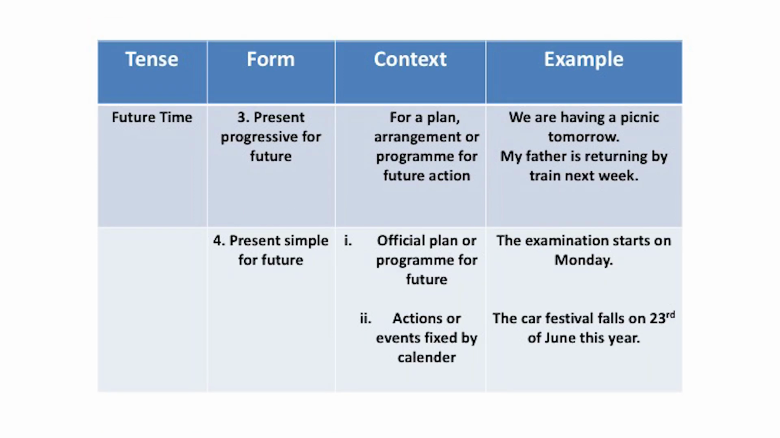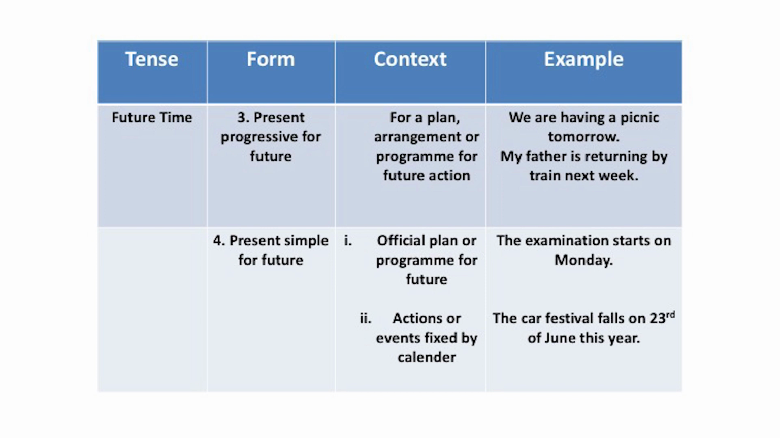Next one is present progressive for future. Am, is, are plus verb-ing plus a future time adverbial, and the context in which it is used is for a plan, arrangement or program for future action. We are having a picnic tomorrow. We have made all sorts of arrangements and we are having a picnic tomorrow. My father is returning by train next week.